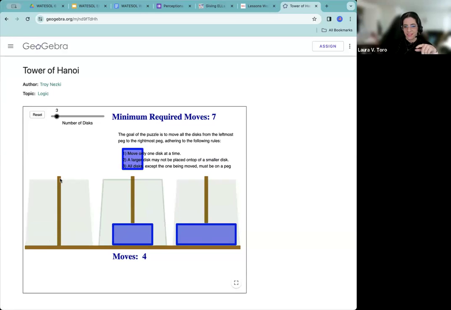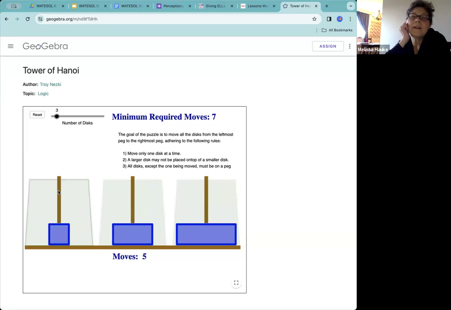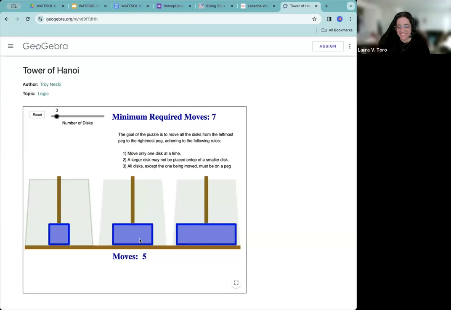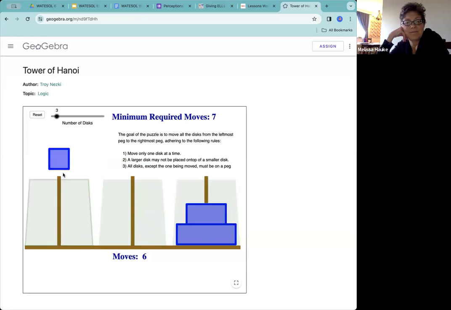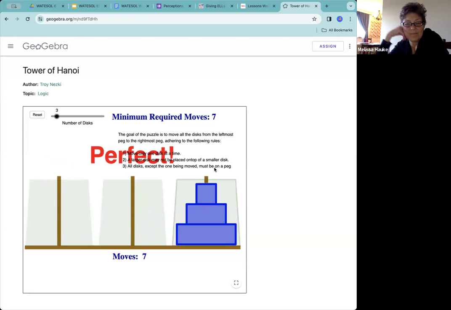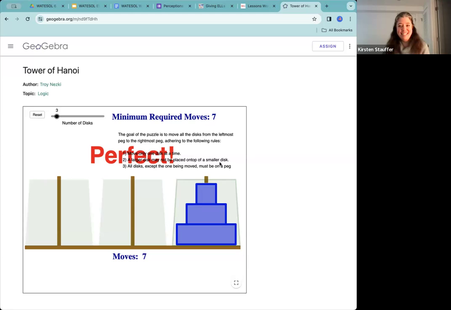How many moves do we? Yes, we made it. 4. We can do it. We got it. The middle one to the right, and the little one to the right. We did it. Oh, all right. So we did it in 7 moves.